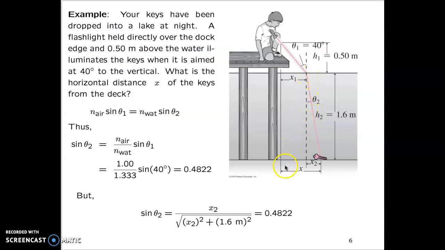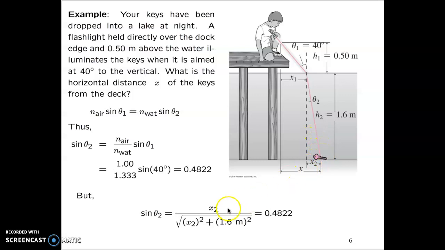Okay, so what we can do is to solve for this quantity x2. So what's x2? It's the distance from this point on the bottom of the water to the keys, and this point is directly below the point where the beam of light from the flashlight enters into the water. So you can think of this as a right angle triangle that I'm tracing out here. The vertical is one side, x2 is the other side, and this pink line here, where the ray of light moves along in the water, that's the hypotenuse.